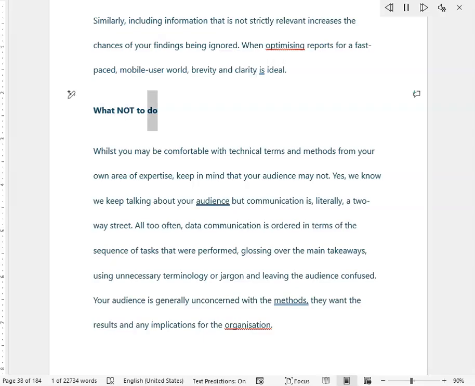What not to do? Whilst you may be comfortable with technical terms and methods from your own area of expertise, keep in mind that your audience may not. Yes, we know we keep talking about your audience, but communication is, literally, a two-way street. All too often, data communication is ordered in terms of the sequence of tasks that were performed, glossing over the main takeaways, using unnecessary terminology or jargon, and leaving the audience confused. Your audience is generally unconcerned with the methods. They want the results and any implications for the organization.